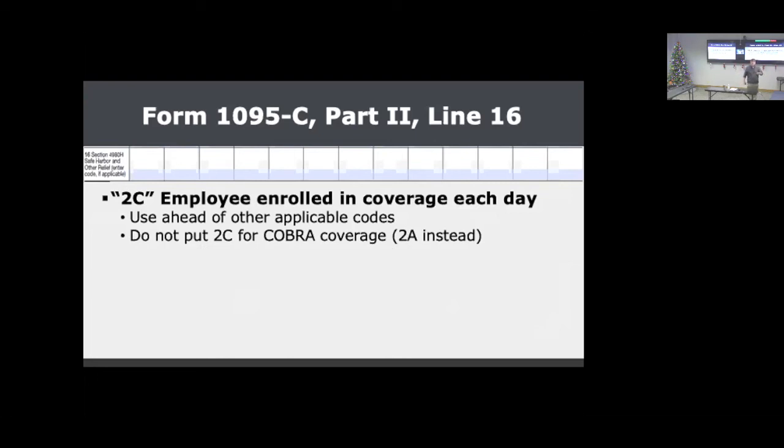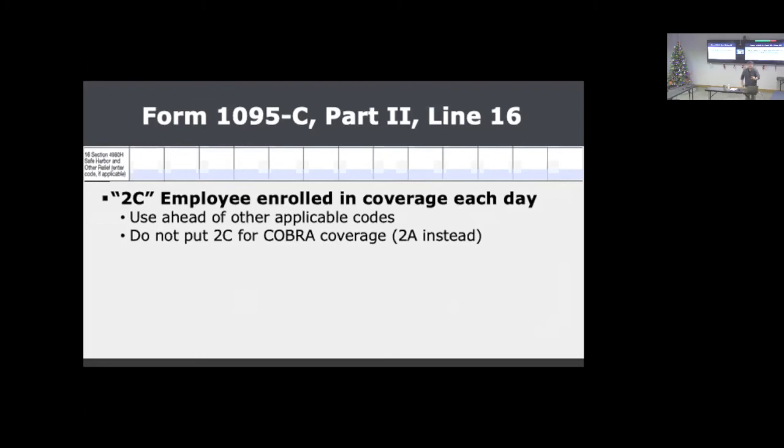2C is the one that you'll use if you ask each employee to pay $150 a month. Check for understanding. Can you use the 1A offer code if you ask them to pay $150 a month? No, because it's more than $102.63. So you'll have 1E, $150 a month. But if they enroll, if they say, I'll pay $150 a month for single insurance, right? That's still 2C.